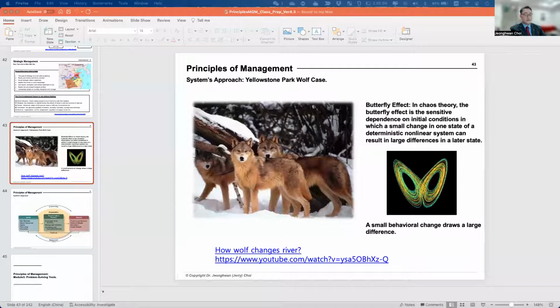Okay, that is what happened in Yellowstone Park. It takes around 7 years, but within 10 years, when we introduce just a small number of wolves at Yellowstone Park, wolves change the behavior of the deer. Deer changed their behavior and ran away from the vegetation, and the vegetation is flourishing more.